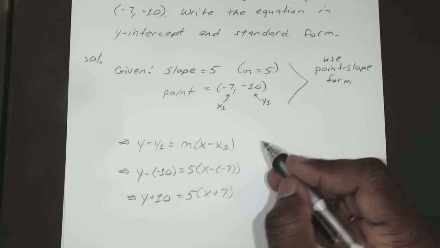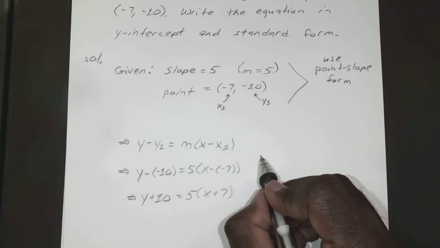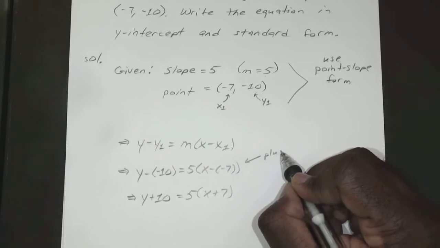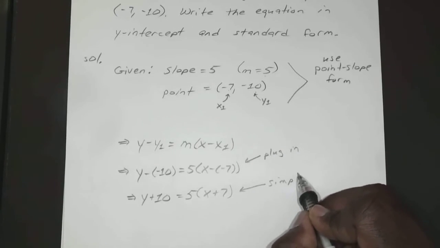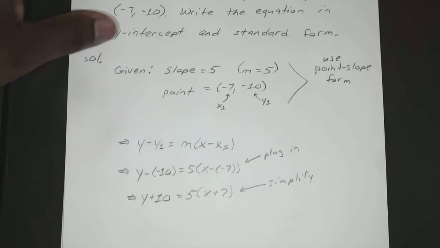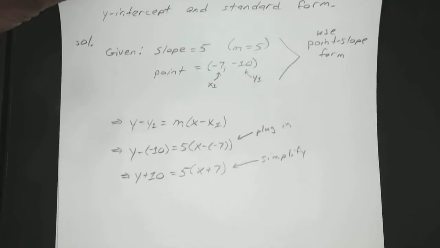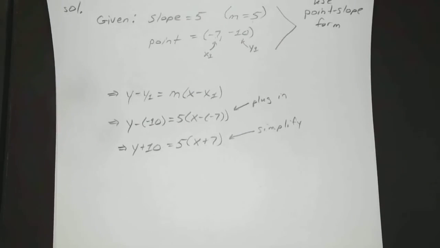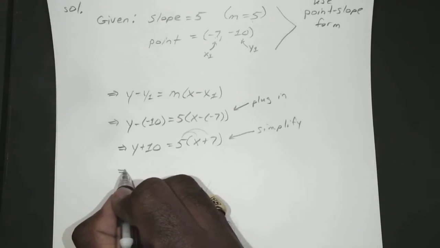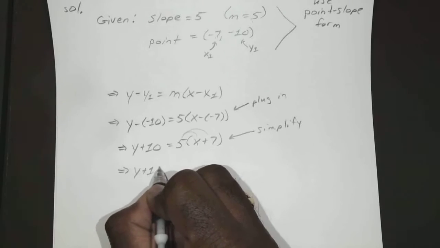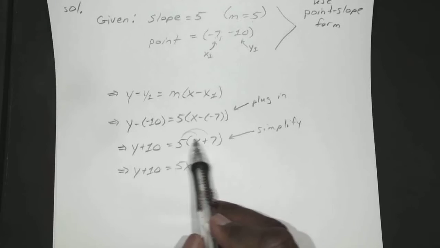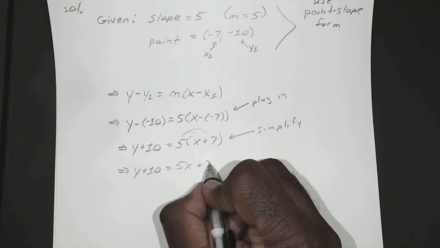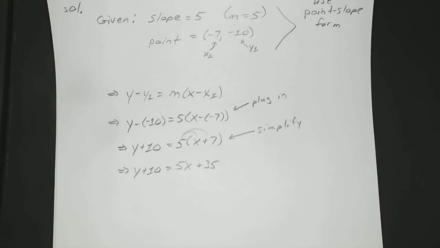Okay. So now once we have that, we just simplify. So this one, all we did was plug in. And this one, we simplify. Move that up a little bit. Okay, so if we go ahead and distribute that 5, we have y plus 10 equals 5 times x is 5x, and 5 times 7 gives us 35.